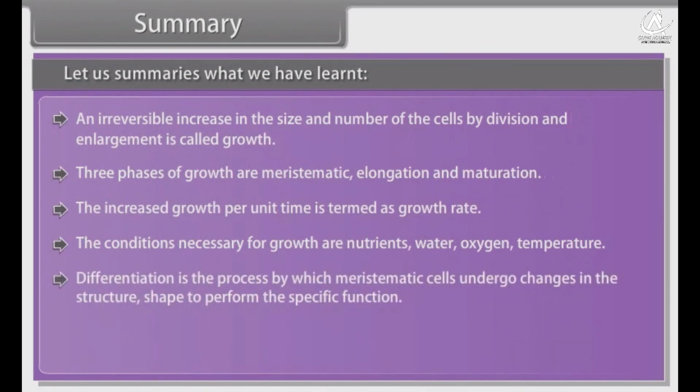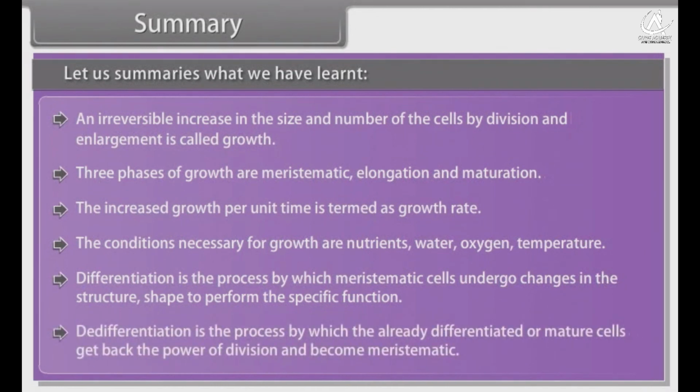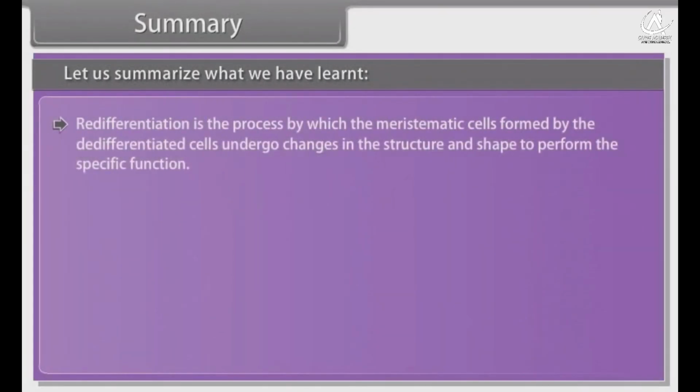Differentiation is the process by which meristematic cells undergo changes in the structure and shape to perform the specific function. Dedifferentiation is the process by which the already differentiated or mature cells get back the power of division and become meristematic. Redifferentiation is the process by which the meristematic cells formed by the dedifferentiated cells undergo changes in their structure and shape to perform the specific function.